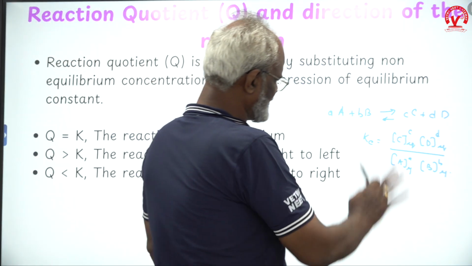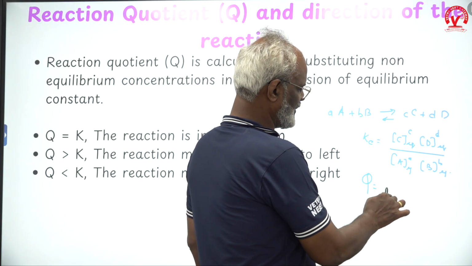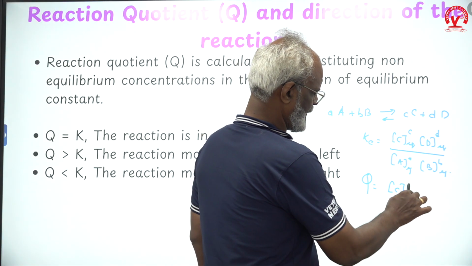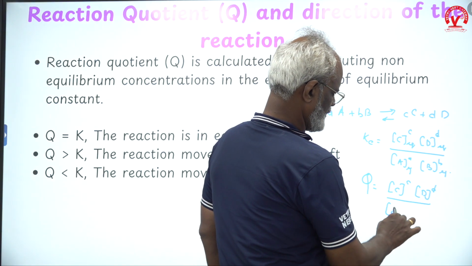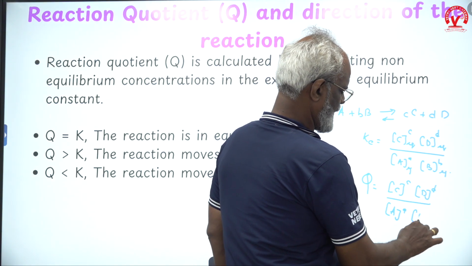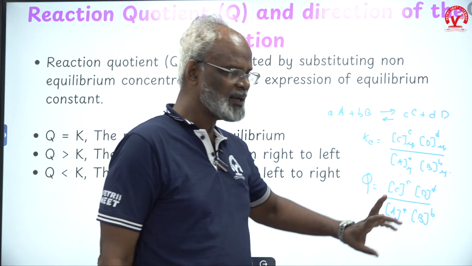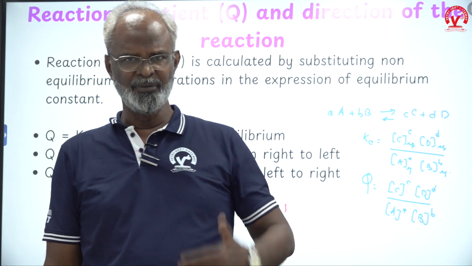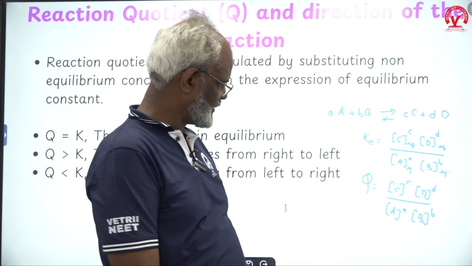The same expression we use for the reaction quotient also. So Q will be again the same expression: [C]^c [D]^d divided by [A]^a [B]^b. It is the same expression, but these are non-equilibrium concentrations. That is, before attaining equilibrium, we calculate the reaction quotient.